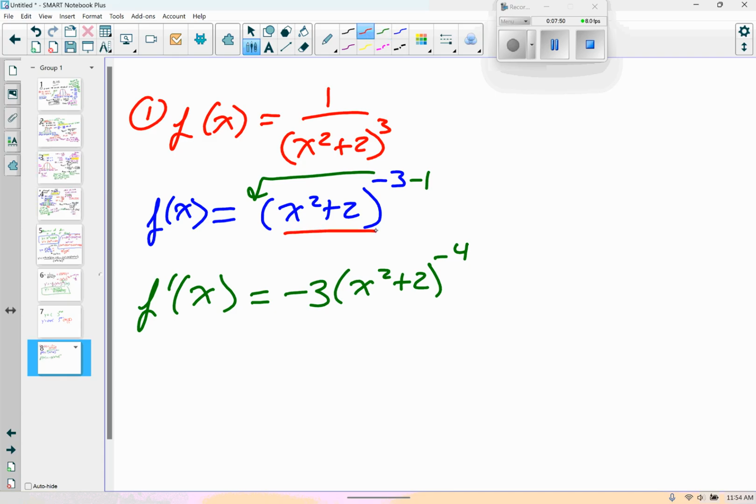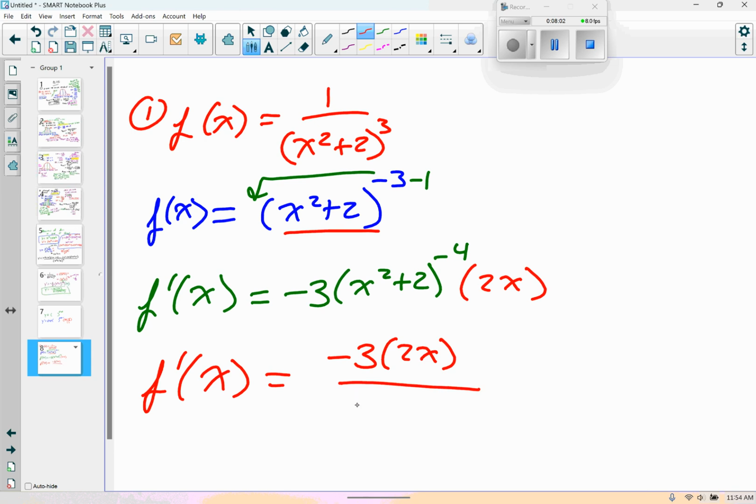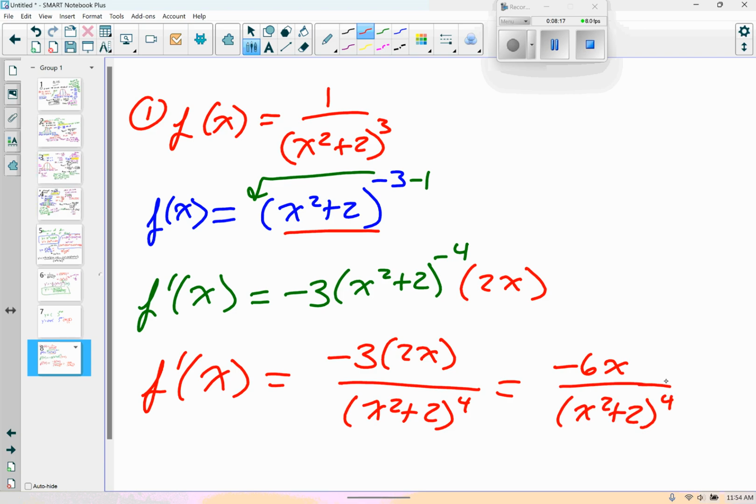And then I need to take the derivative of the inside, which is 2x, and then let's see if we can just clean it up a little bit. So negative 3 times 2x, I guess we could multiply those together, over this quantity to the 4th power. So I guess ultimately cleaned up, you could probably say this is the derivative here. Okay, so why did it move back downstairs? It moved downstairs because it was still raised to a negative exponent, so you changed locations.